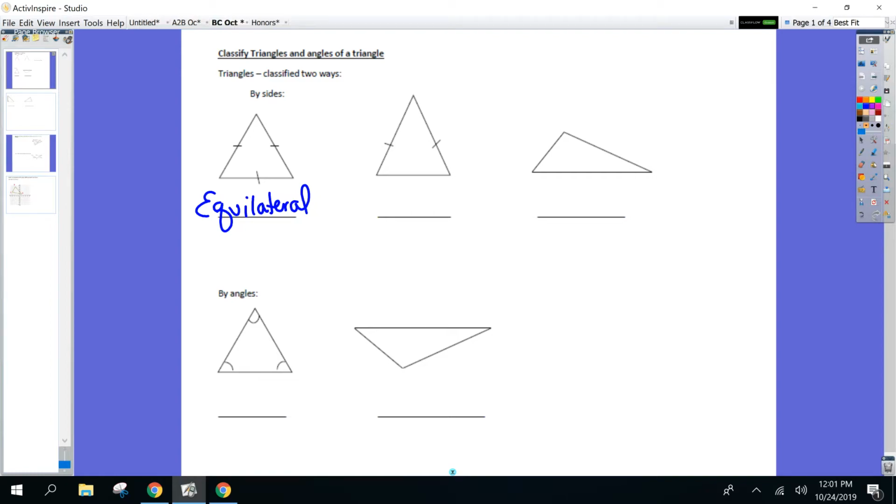Okay, now only two sides are marked congruent. Isosceles. And you'll notice on the third one, no hash marks are put there because no sides are congruent. So, scalene. This is how all three can be named using sides only. Sides only.